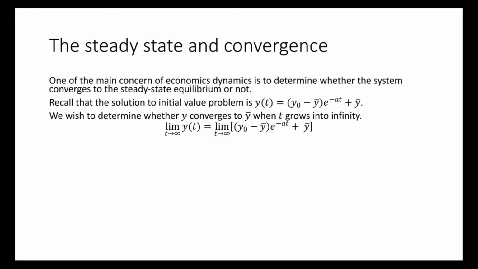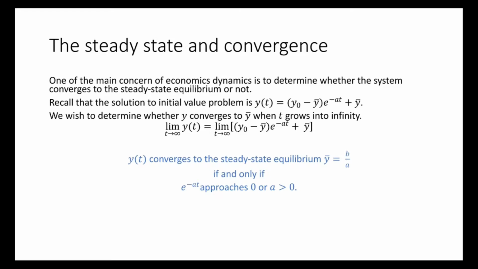We want to know when this will be equal to y bar, because we want to know when the system will converge to the steady state value, which is y bar. Basically we want to make sure that this term has a limit equal to 0, and then the limit of y t will equal y bar. So when will that happen?